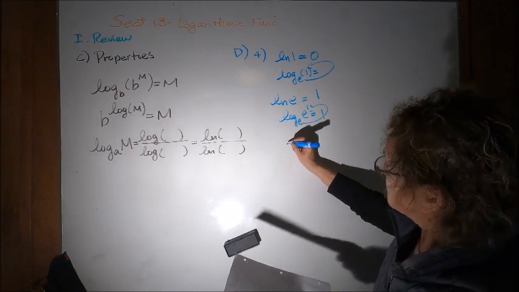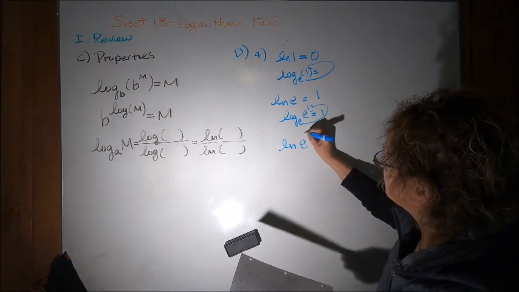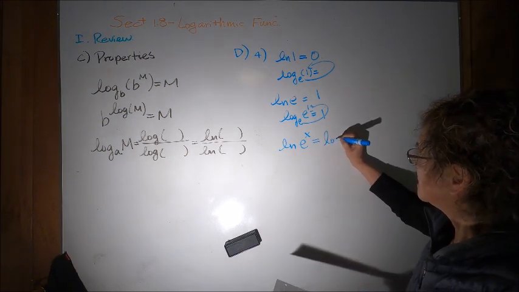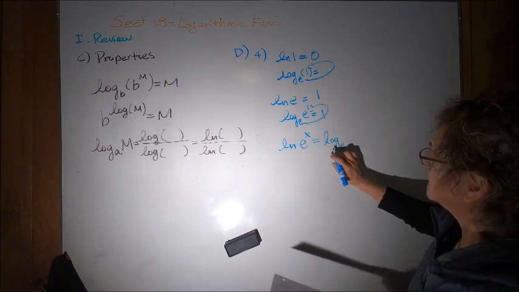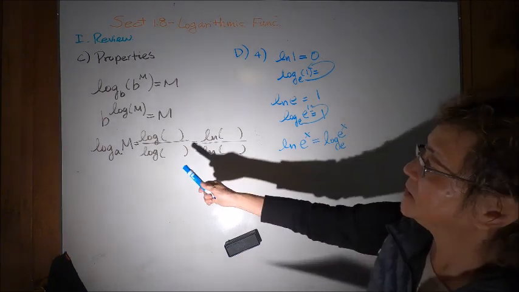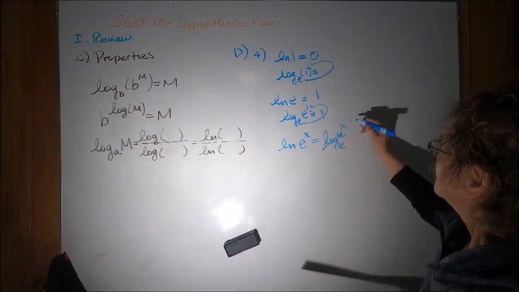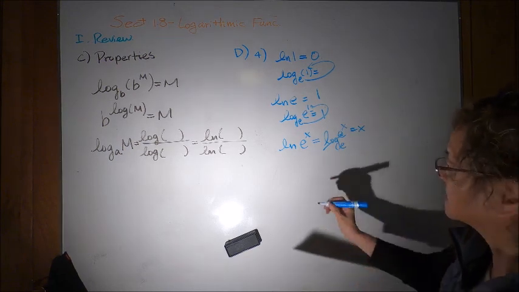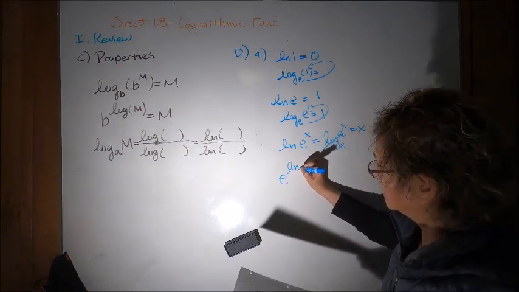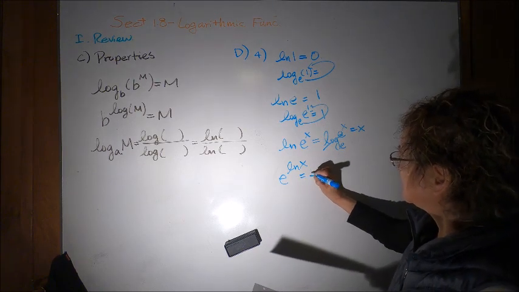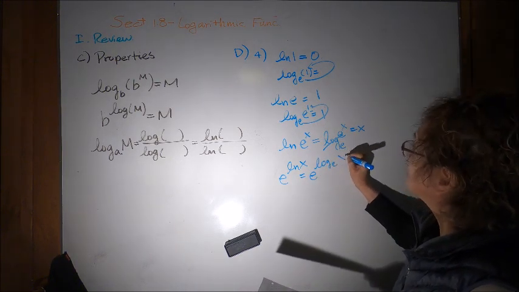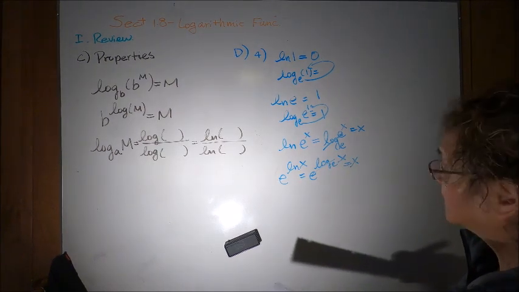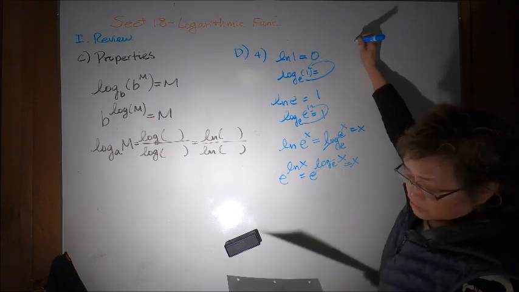And natural log e to the x is natural log base e, right? Natural log e to the x power. Then you use this property, then you should get x. E to the x power is e to the x. E to the natural log x, that would be e to the log base e of x. So you will have x. Right?